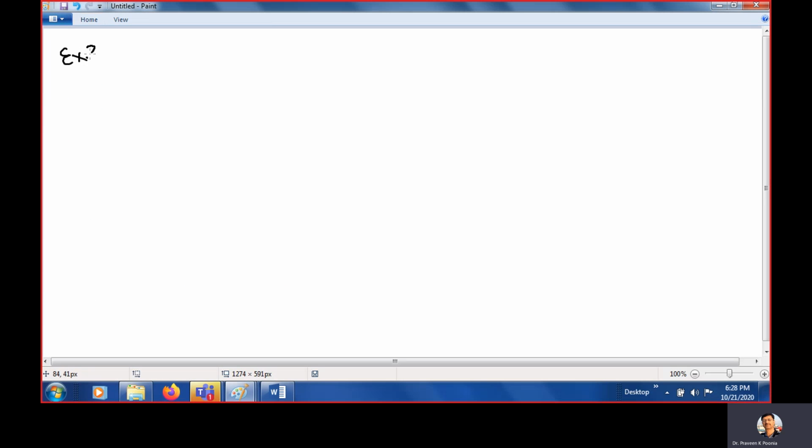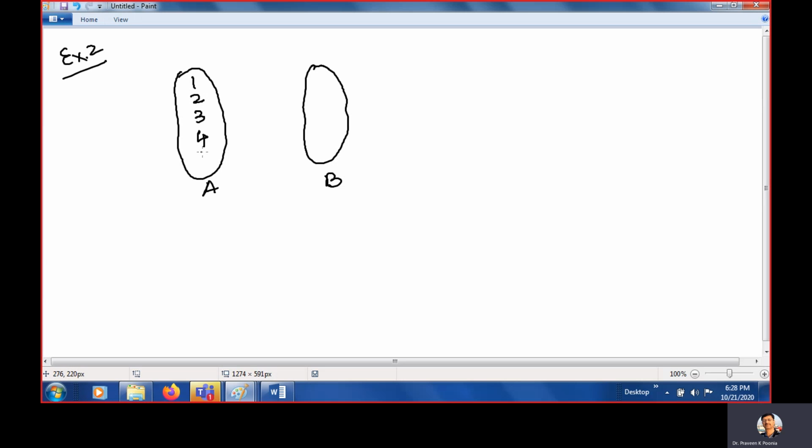This is example number two I am taking. Let us take the set A, and here we are taking the set B. Clear? And 1, 2, 3, 4, 5, and here A, B, C, D. Clear? So one is connected with A, simple, we are taking. Two is connected with B, three is connected with C, four is connected with D. Is this a function? No.